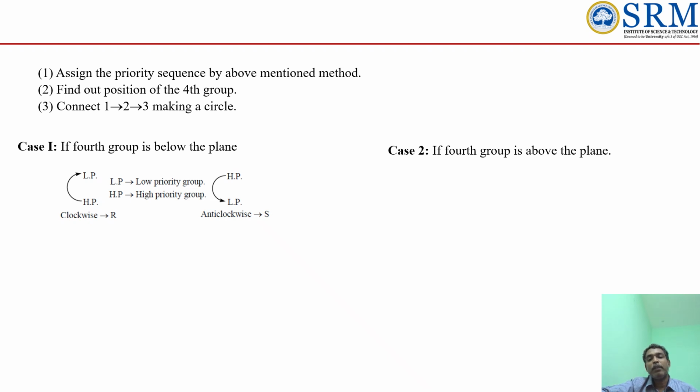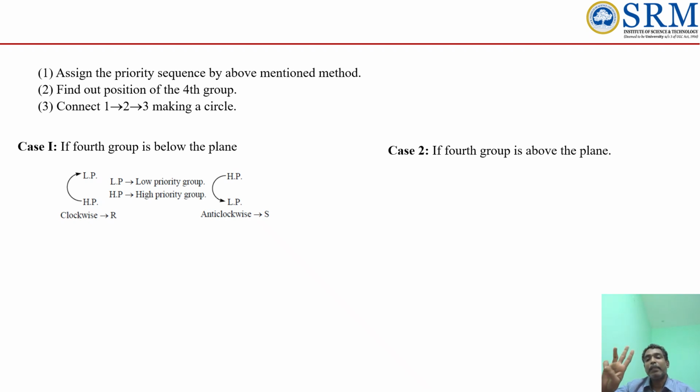So there are 3 scenarios. As soon as you make this 1, 2, 3, 4, if the priority is coming clockwise, this is assigned as R. When this is coming anti-clockwise, this is assigned as S. But usually to make a clockwise or an anti-clockwise, all you need is maximum 3 points. But if you have 4 points, because that is the priority we are given, right? 1, 2, 3, 4.